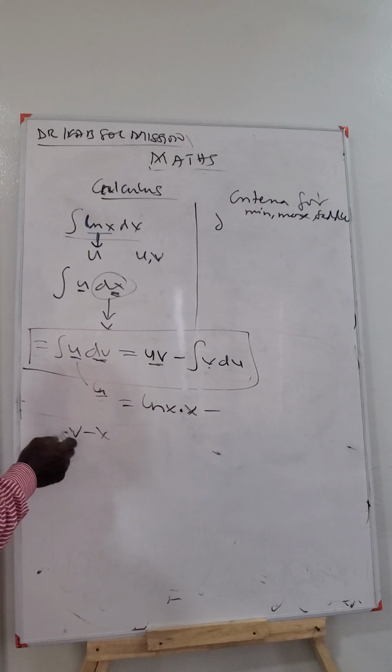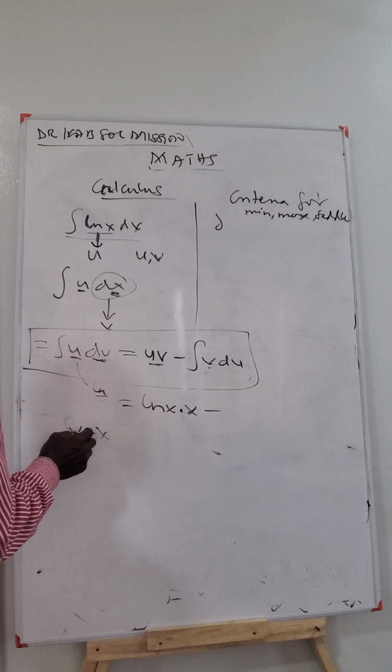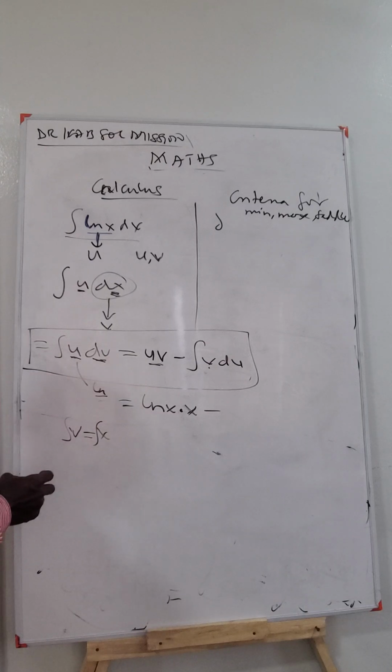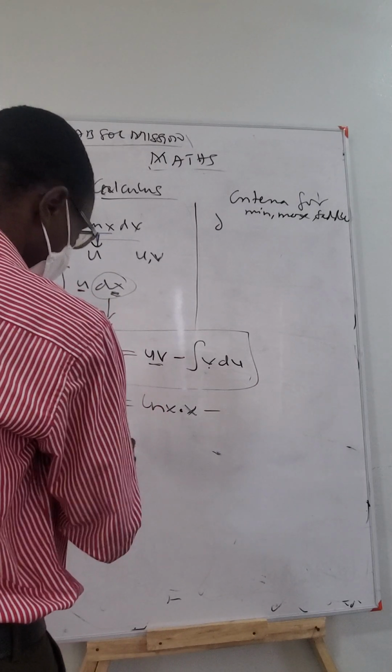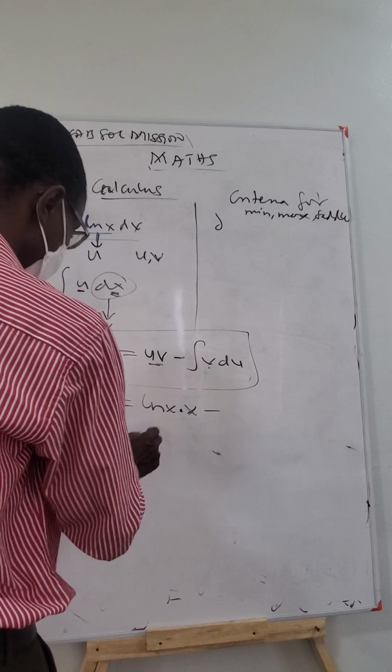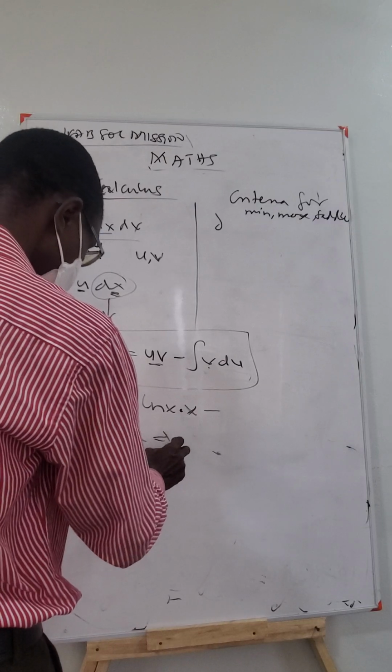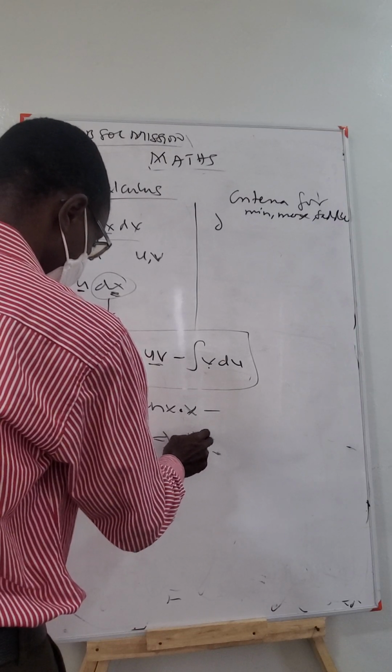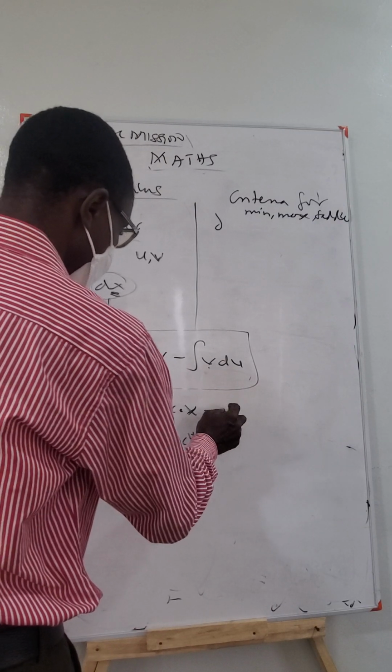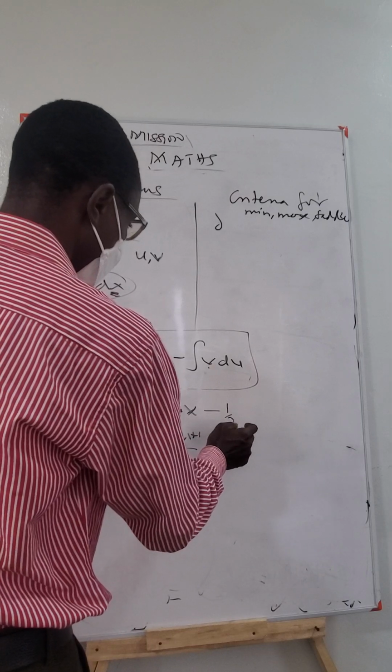So if we are integrating it, we integrate this part. Integrate x. So if we integrate x, what are you going to get? If you integrate x, you are going to get what? x to the power 1 plus 1 divided by 2. So that is going to give us what?